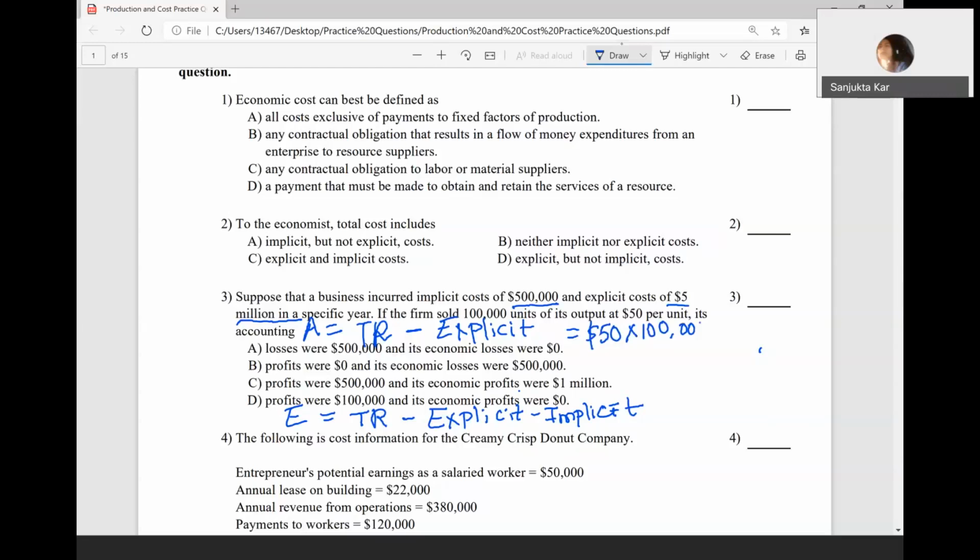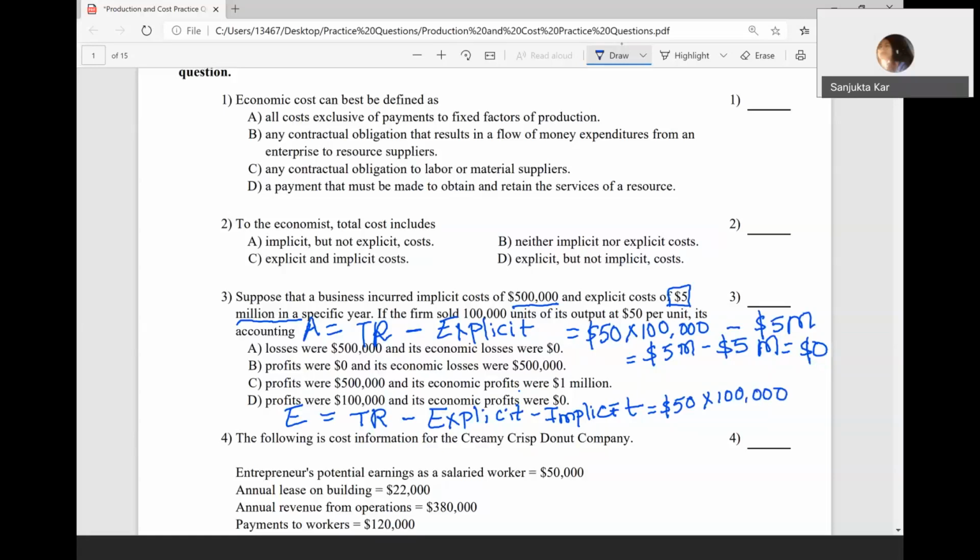The total revenue is equal to the price times output, which in this example is equal to 100,000. From that, I take off the explicit cost, which is $5 million a year. So this one is 6 zeros, means this is a 5 million. From that, subtract 5 million. So my accounting profit here is $0.